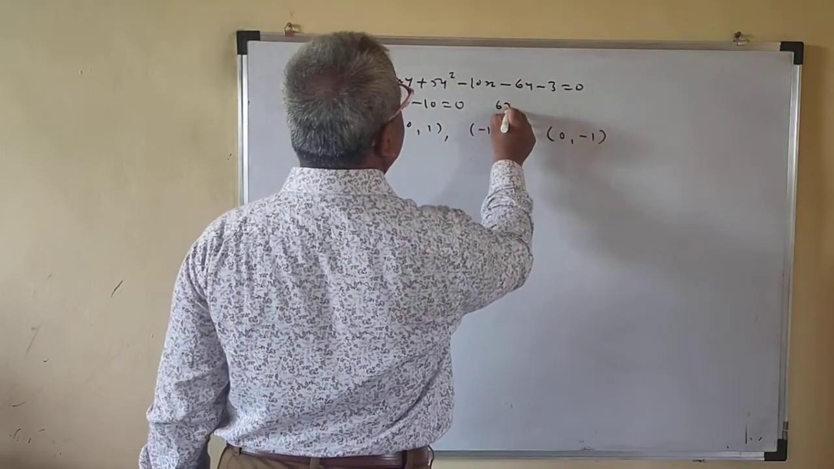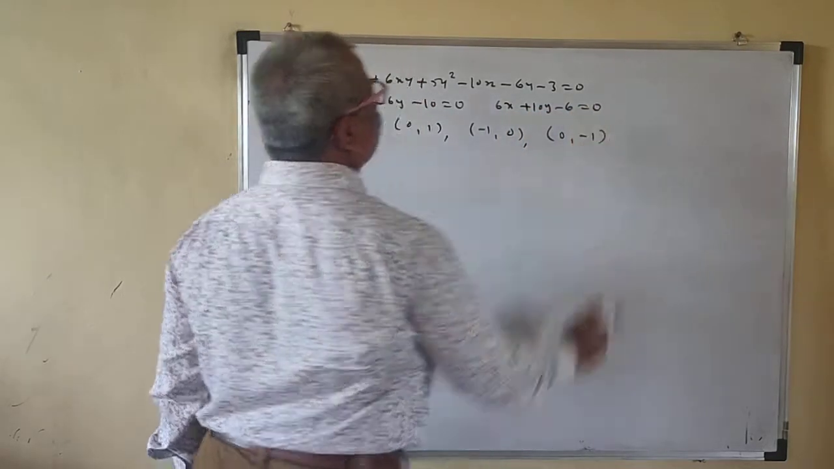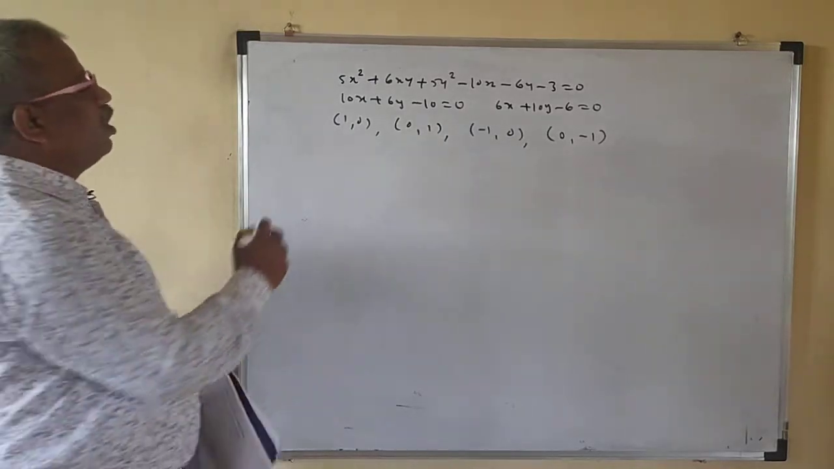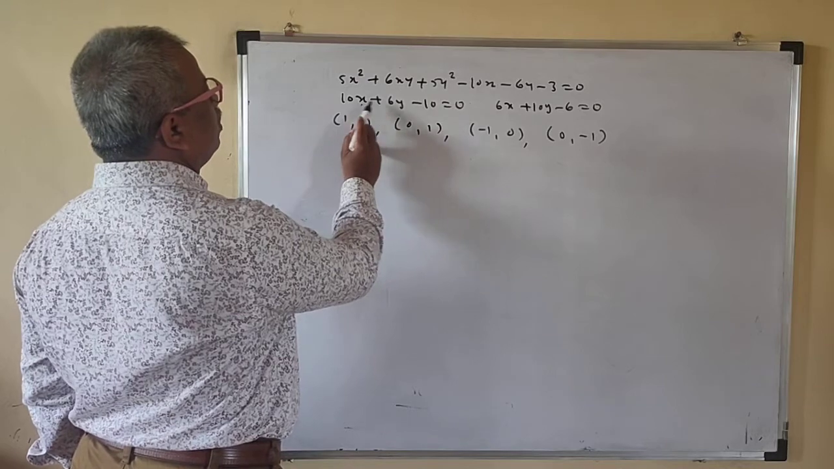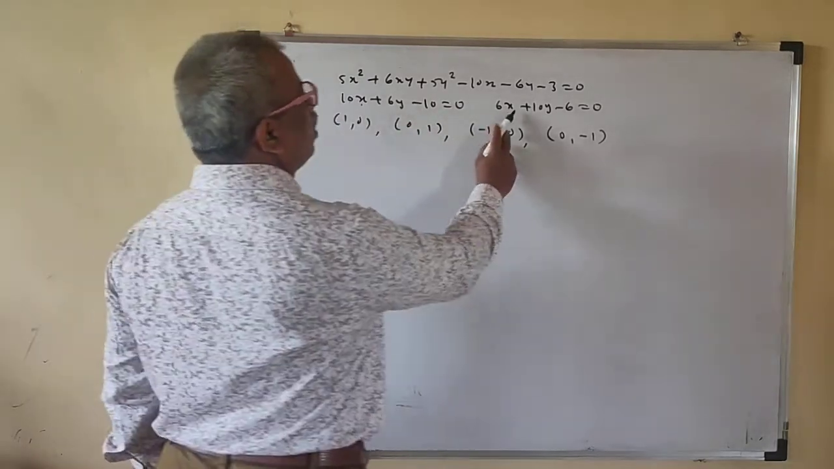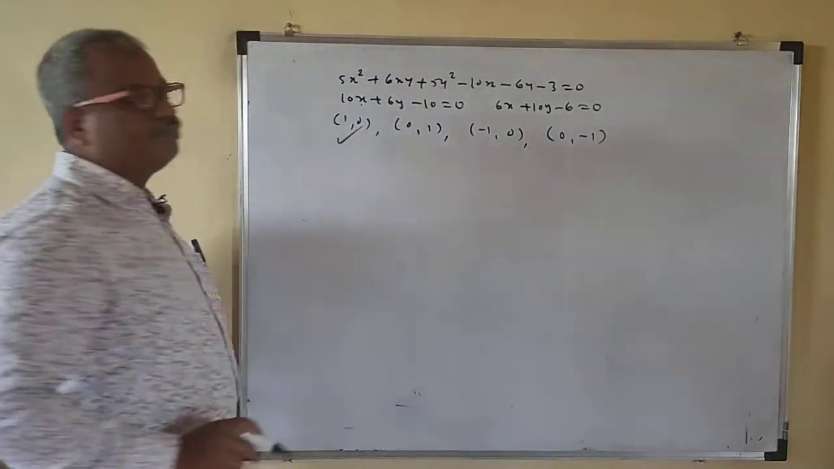This is 6x plus 10y minus 6 equal to 0. Now check which point satisfies this equation. If you put 1, 0 here, that means 10 minus 10, so this equation is satisfied. What about this one? With y equal to this, the equation is satisfied. This will be your center.